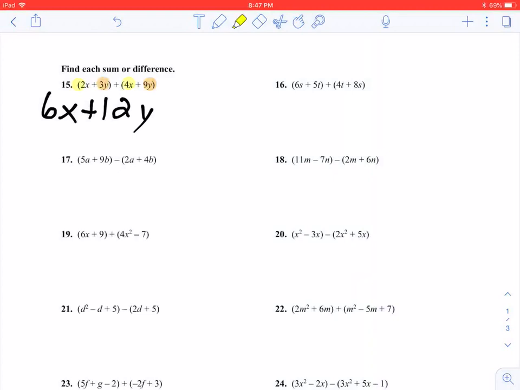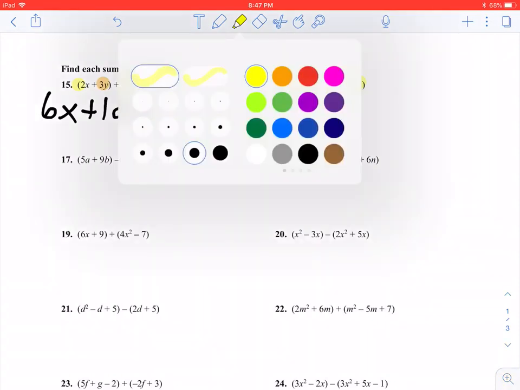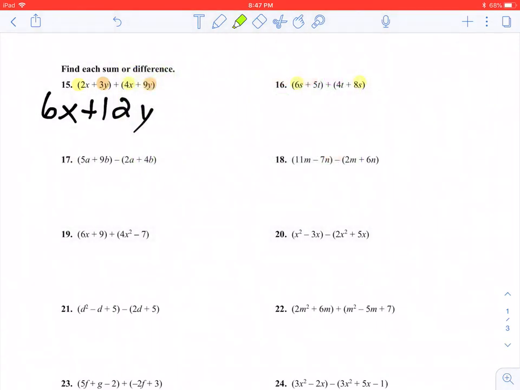I'm going to do the same as I did with the last one. I'm going to highlight the like terms. So in this case, 6s is a like term and 8s is a like term. And then I'm going to use a different color. Let's use green this time. And then we have 5t and 4t. So you can see the like terms are right there. And we just need to add them all up.